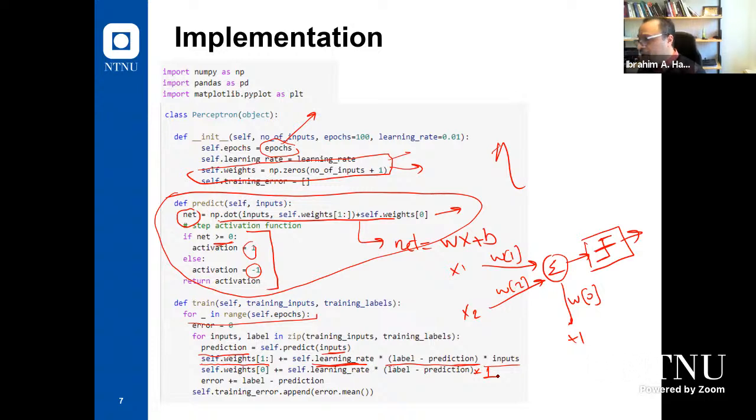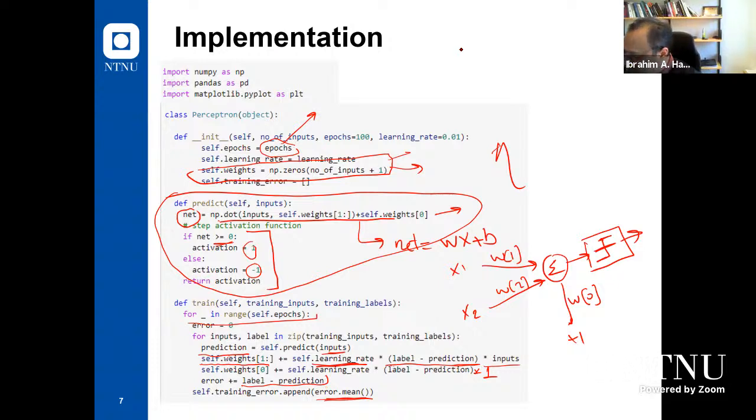And the error, I need to calculate the error. What was the prediction error each time? So the error, of course, equals labels minus prediction. I will need to keep those numbers for plotting, for example. I will do it example by example. For the first example, I will calculate the error. What was the error here? For the second example, what was the error? And I will add it to the same value. At the end, I will keep the mean value for each epoch, so I can have a plot at the end.